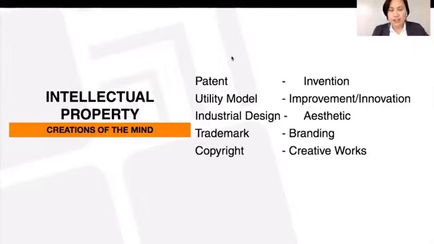When we say invention, we mean patent. Now the improvement or innovation of an existing invention may be protected by utility model. The aesthetics of an item can be covered by industrial design. Industrial design is more of the physical appearance of a product. And for your creative works, you have copyright. And lastly, of course, your brand, your name, the symbol or logo, that would refer to trademark. And this morning, we will focus more on trademark.